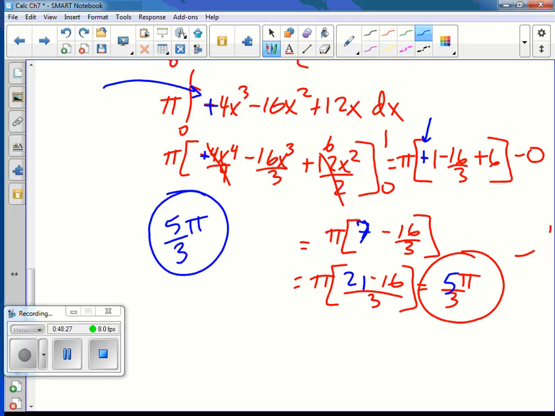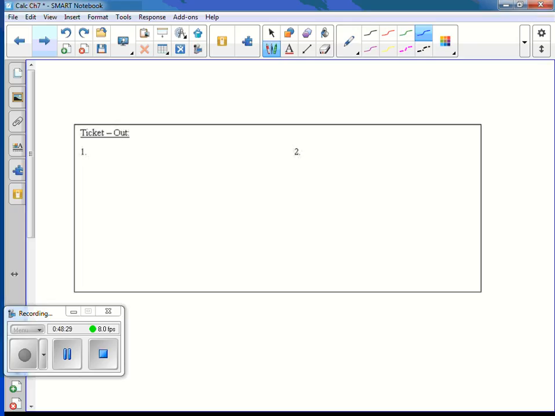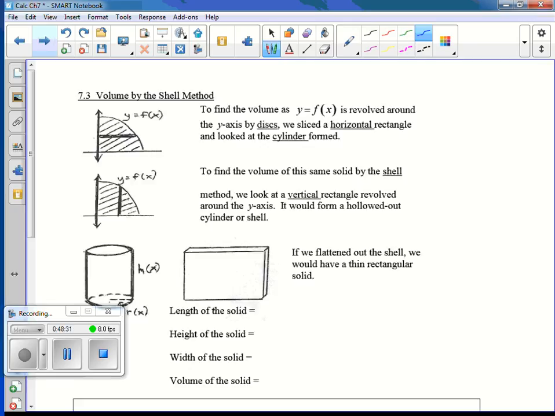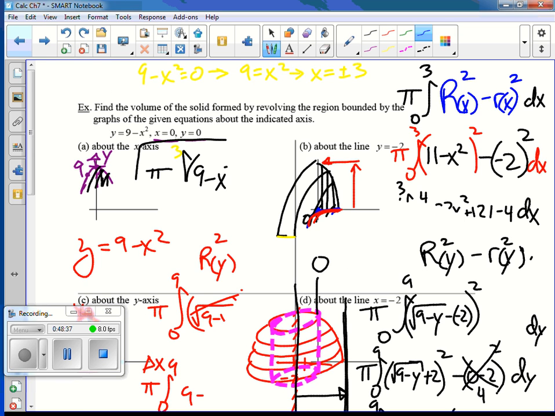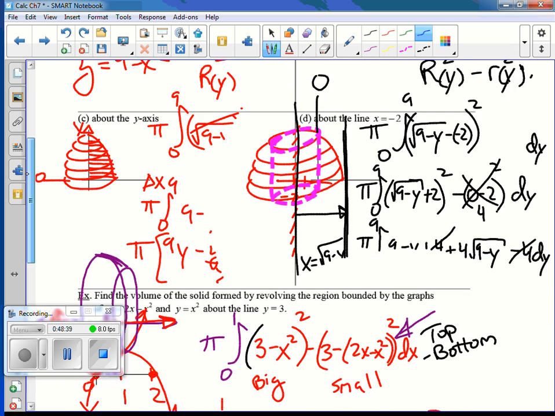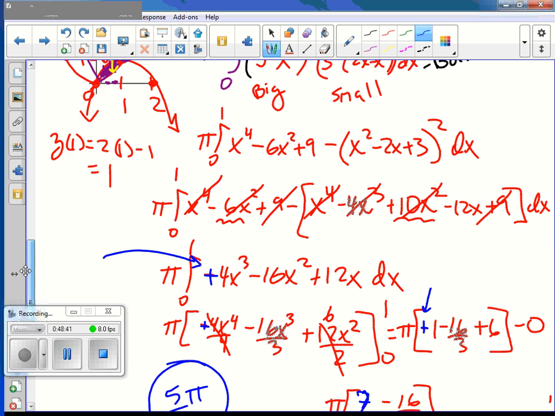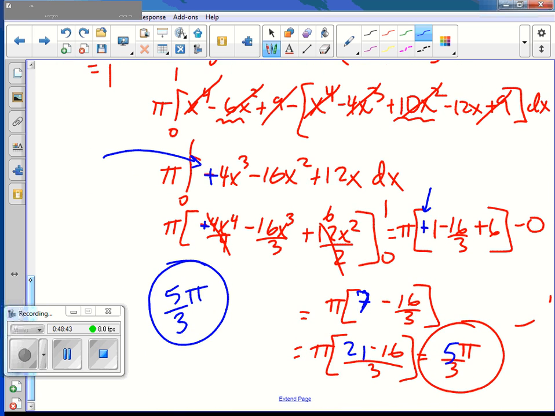All right, and so that concludes this lesson. Now, I'm going to leave this ticket out blank, and you notice that this starts a shell method, which is next week. You also notice that there is no other day, like second day of the disc and washer method. Normally the reason I do that is because I just give students another day to just work on their homework or any questions they can in class. So you basically get like an extra day to just work together in groups.